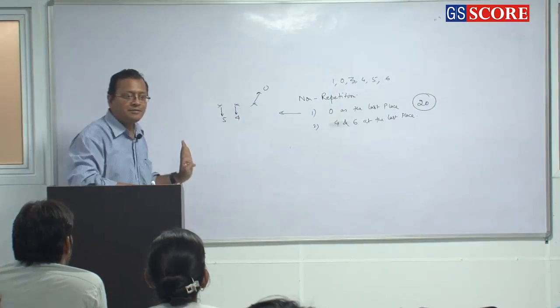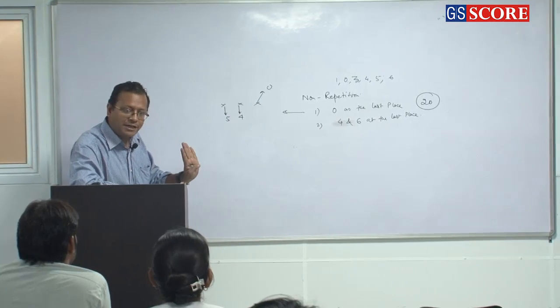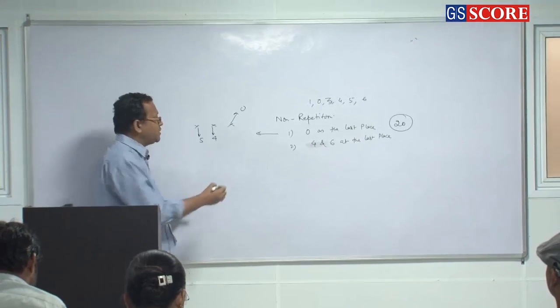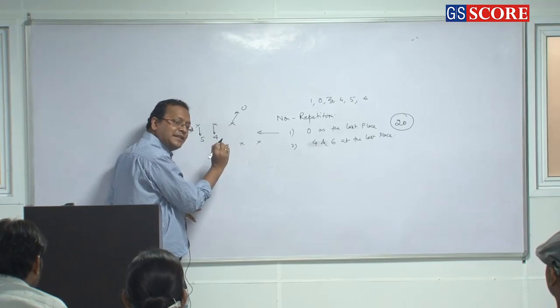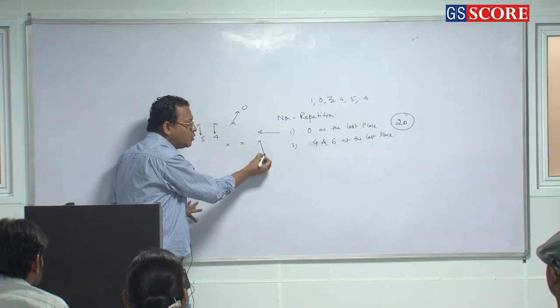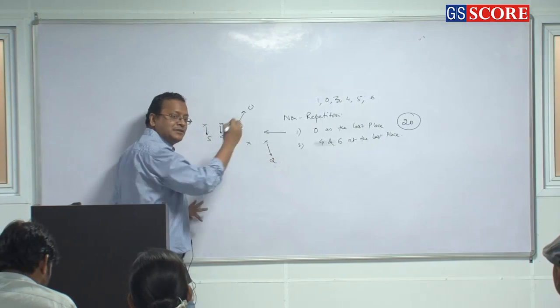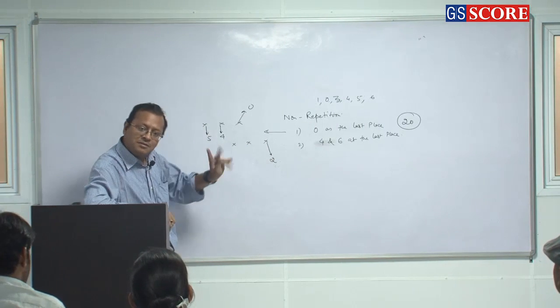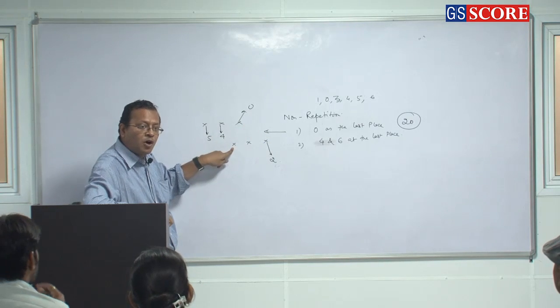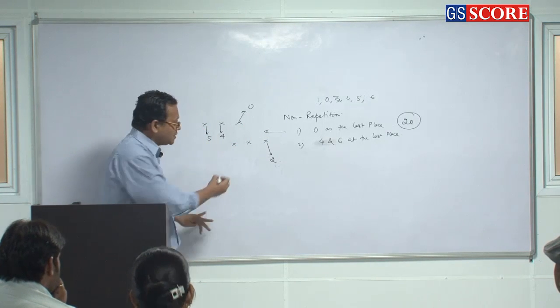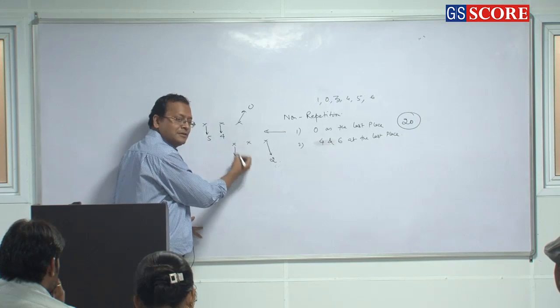Clear or not? Right? Now when 4 and 6 are at the last place, be very slow. So 4 and 6 at the last place. The last place can be filled up in how many ways? 2 ways. So 1 digit has been taken and 0 cannot be filled up here. So how many options are there? 4 options. So 4 options here.